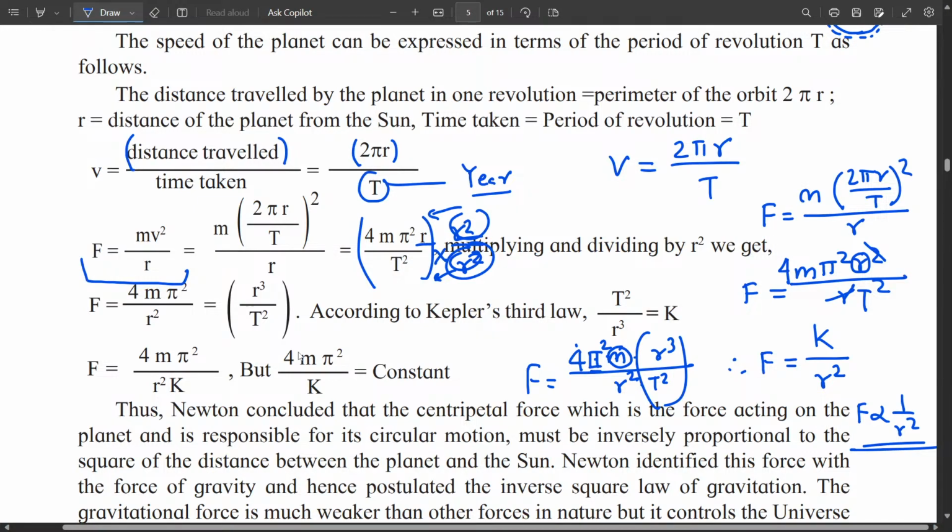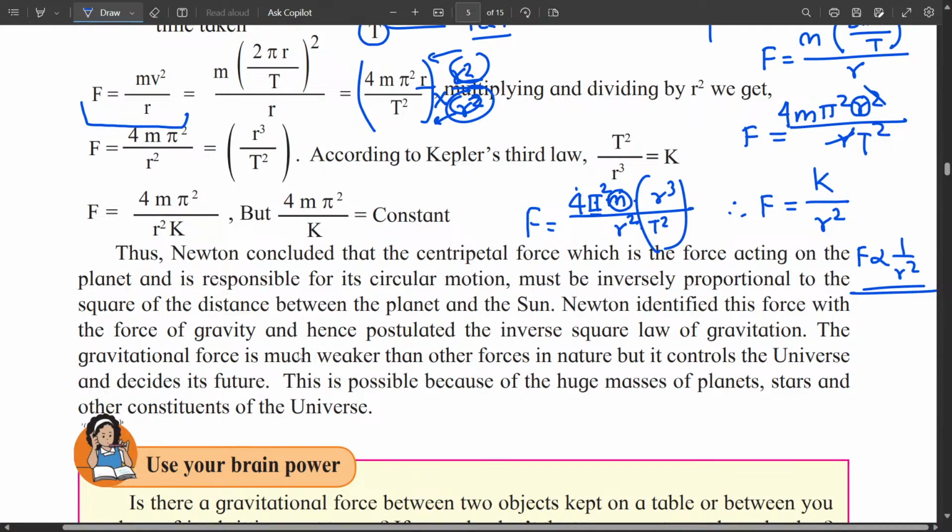Thus Newton concluded that the centripetal force, which is the force acting on the planet and is responsible for its circular motion, must be inversely proportional to the square of the distance between the planet and the sun. Newton identified this force with the force of gravity and hence postulated inverse square law of gravitation. So force is inversely proportional to the square of the distance. This part of the statement comes from this derivation, which makes use of Kepler's third law of planetary motion.